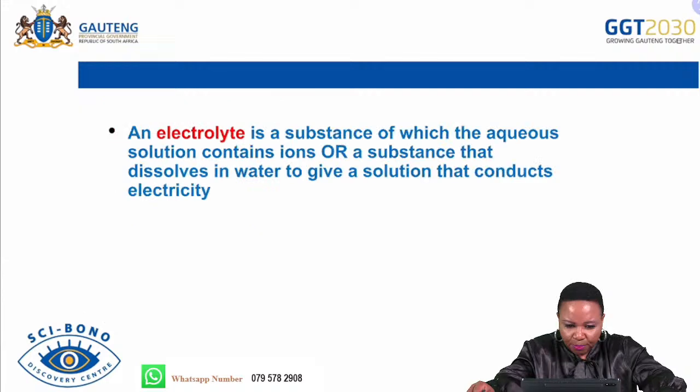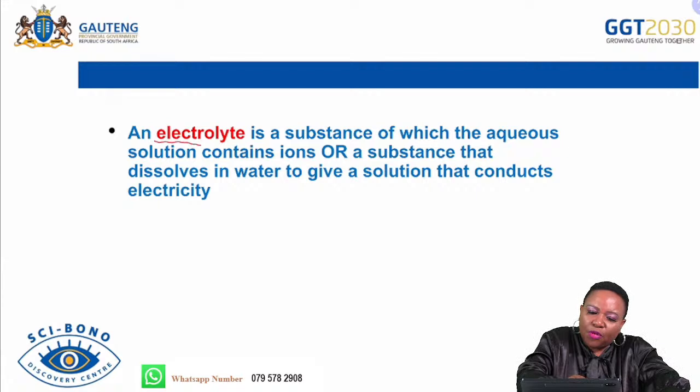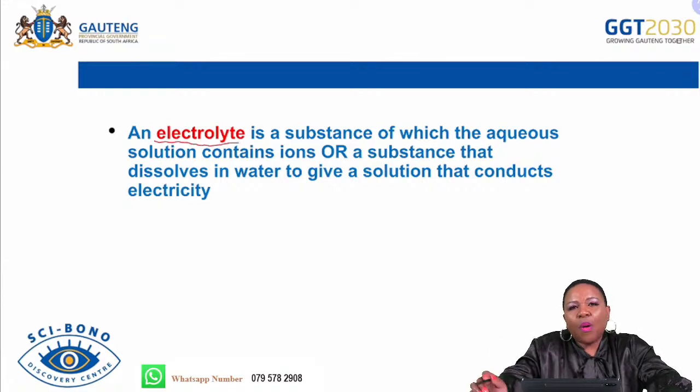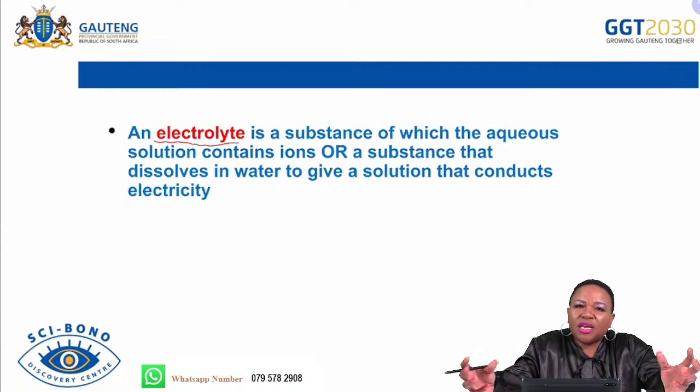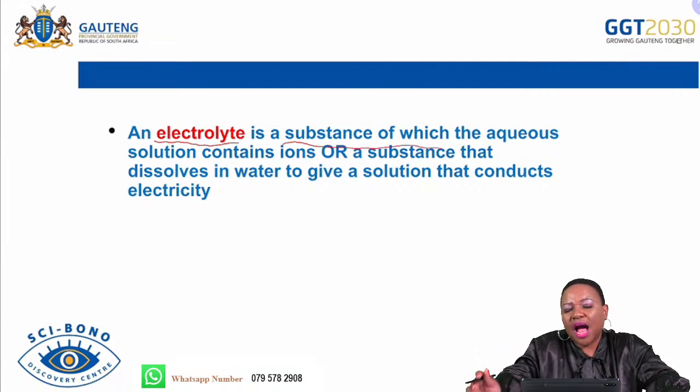Now, as we are going to convert chemical energy to electrical energy, where is that chemical energy going to come from? Our chemical energy is going to come from our electrolytes. Our electrolytes, as they have those ions as compounds, are going to convert that ionic energy, which is the chemical energy, to electrical energy. So what is this electrolyte? An electrolyte is a substance of which the aqueous solution contains ions.